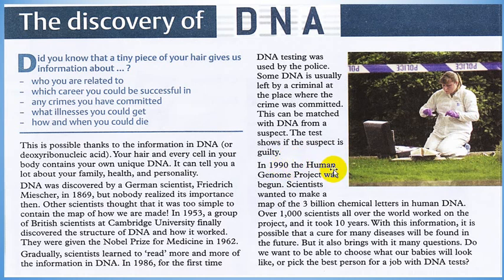In 1990, the Human Genome Project was begun. Scientists wanted to make a map of the 3 billion chemical letters in human DNA. Over 1,000 scientists all over the world worked on the project, and it took 10 years. With this information, it is possible that a cure for many diseases will be found in the future. But it also brings with it many questions. Do we want to be able to choose what our babies will look like, or pick the best person for a job with DNA tests?